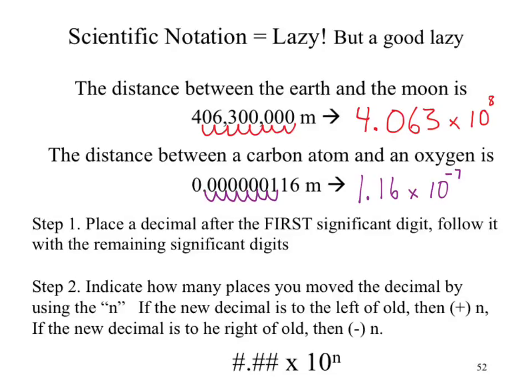Okay? What if I had written this as that? Okay. Is that number still 406,300,000? Yes, it is. Okay, where did I shift it? No, I shifted it the right way. Yeah, it is. Is that scientific notation?